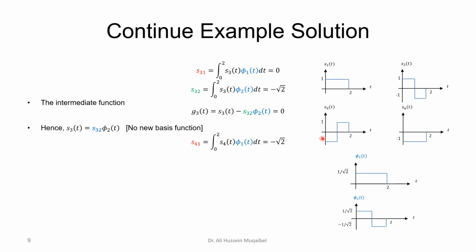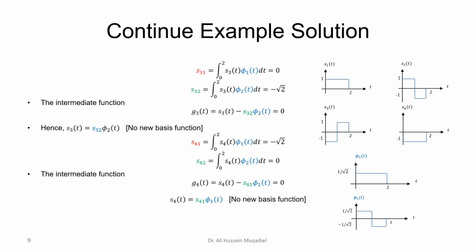Continue with S4. Just by inspection, you can see that S4 is made of phi 1, but with a scaling factor, which is minus square root of 2. Of course, the projection on phi 2 would be 0. If you take this and project it on phi 2, we have positive, negative, cancels out to 0. And we can continue in the same way. That will terminate the process because the fourth signal is fully represented by phi 1. We got no intermediate function, and we have just two bases.